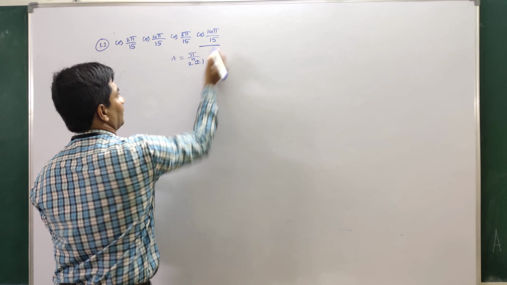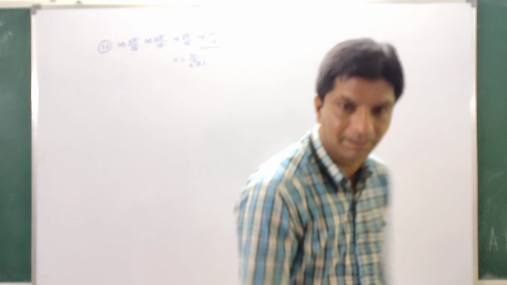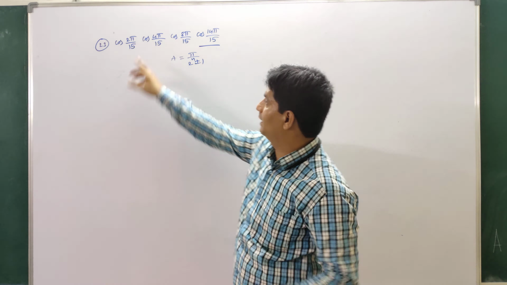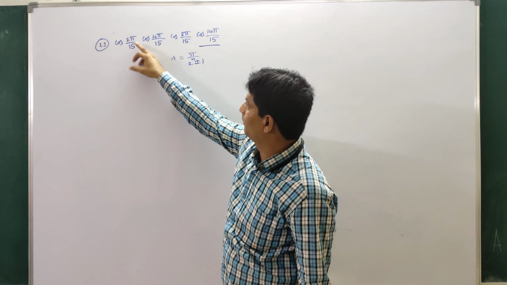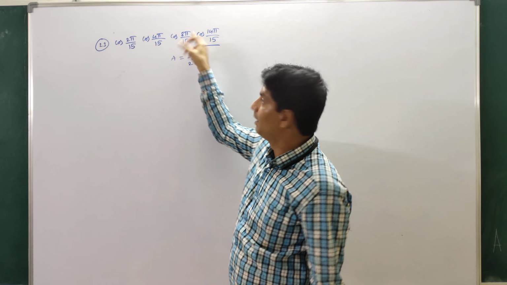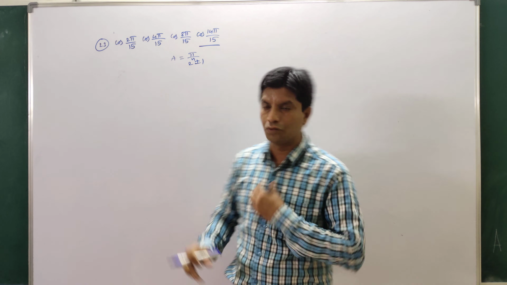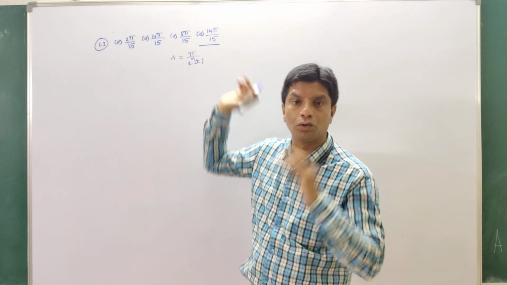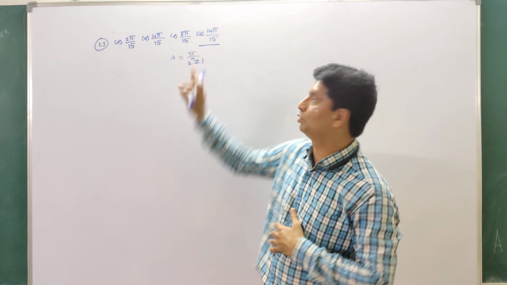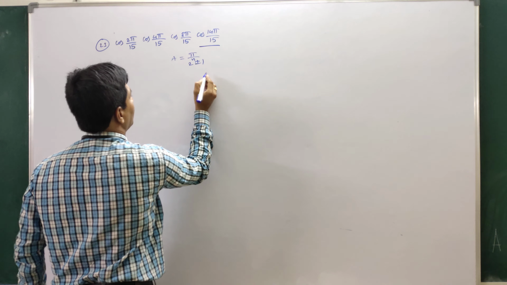What about this one? I am going to convert 14 pi by 15, because each and every number is 2 power some number into pi. This is 2 power 1 into pi, 2 square into pi, 2 cube into pi. But you cannot write 14 as 2 power something. Understood? That's why I am going to change this. What is cos 14 pi by 15?